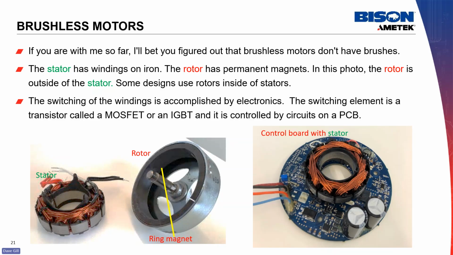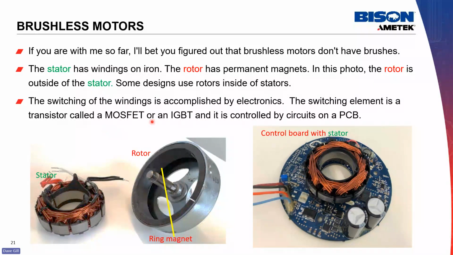Now, a brushless motor. If you are with me so far, I will bet that you figured out that brushless motors don't have brushes. The stator has windings on iron, much like the stator of a brush motor does. The rotor has permanent magnets. So here are the magnets around the inside of this cup. In this photo, the rotor is outside of the stator. The rotor cup goes over the stator. Some designs use rotors inside of stators.